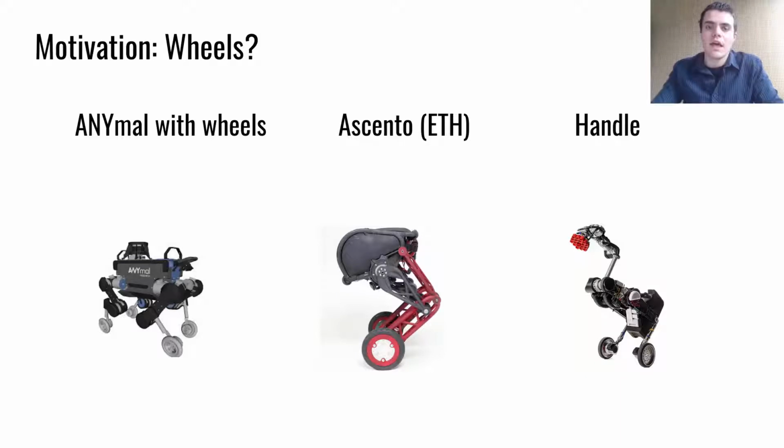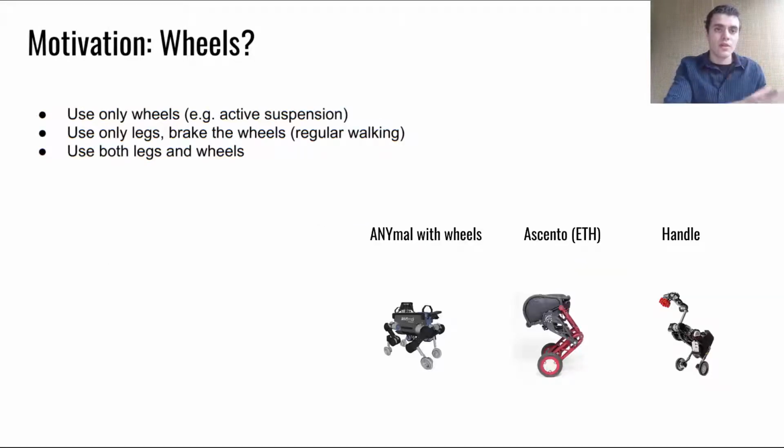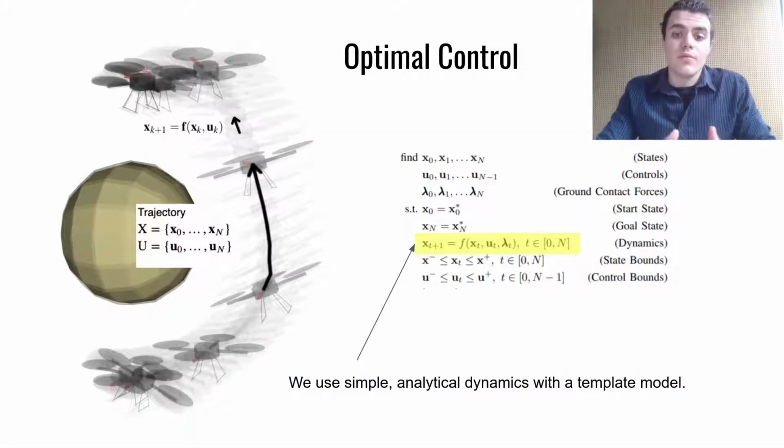stuck. And putting wheels on legged robots allows them to operate in three distinct modes, where one is to use only the wheels and the legs then become active suspension, or stop the wheels, brake the wheels, and then you can use them as regular quadrupeds or bipeds, or the third mode, which uses both the wheels and the legs in a combined way to generate more dynamic motion, which is what we're going to be targeting with this paper. So we'll be looking at optimal control.